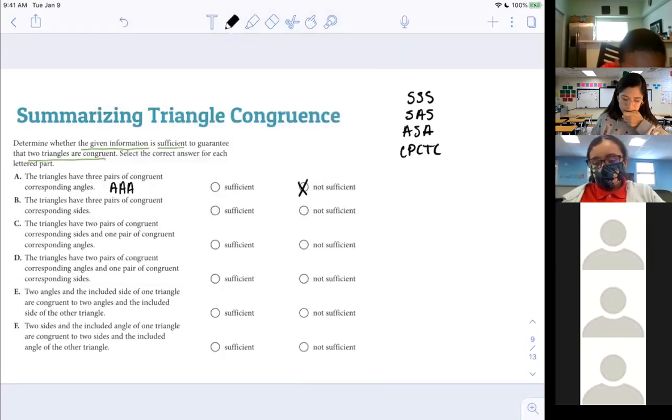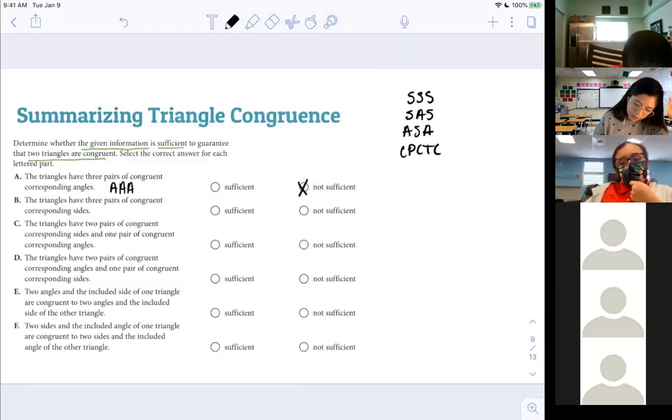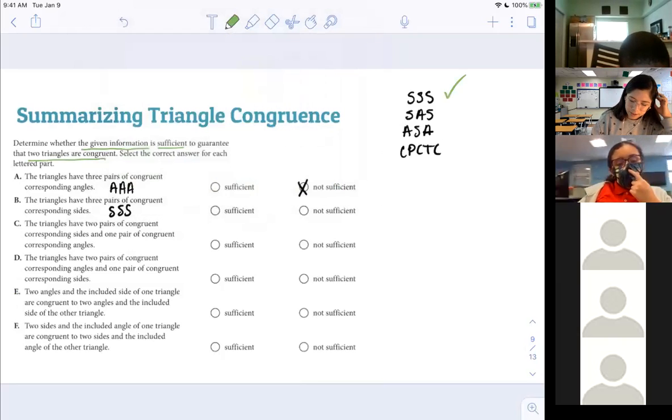The triangles have 3 pairs of congruent corresponding sides. All right. Is this enough or not enough? I think it's enough. So this one's telling us which possible combination is this one? Oh, SSS. Yeah, this one's SSS, and that is allowed. That's good. That's sufficient.